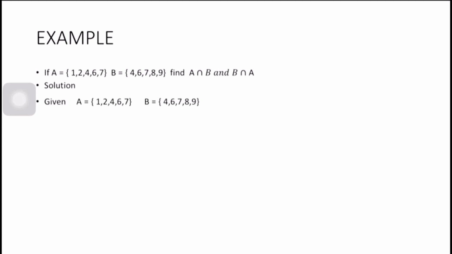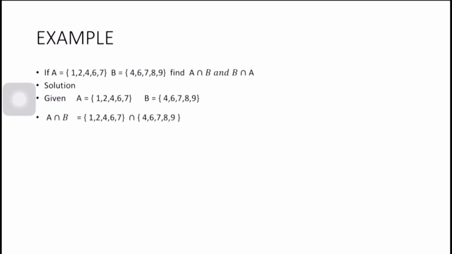First write the given sets, A is equal to and B is equal to. Next, we have to write A intersection B. A intersection B means we have to take common elements. Here the common elements are 4, 6, 7. So 4, 6, 7 are the common elements, that is A intersection B.